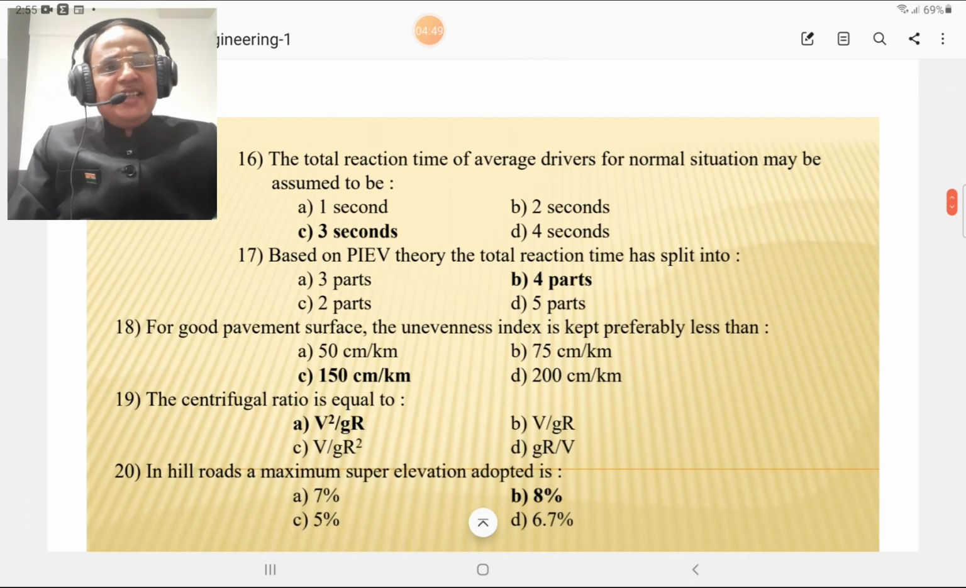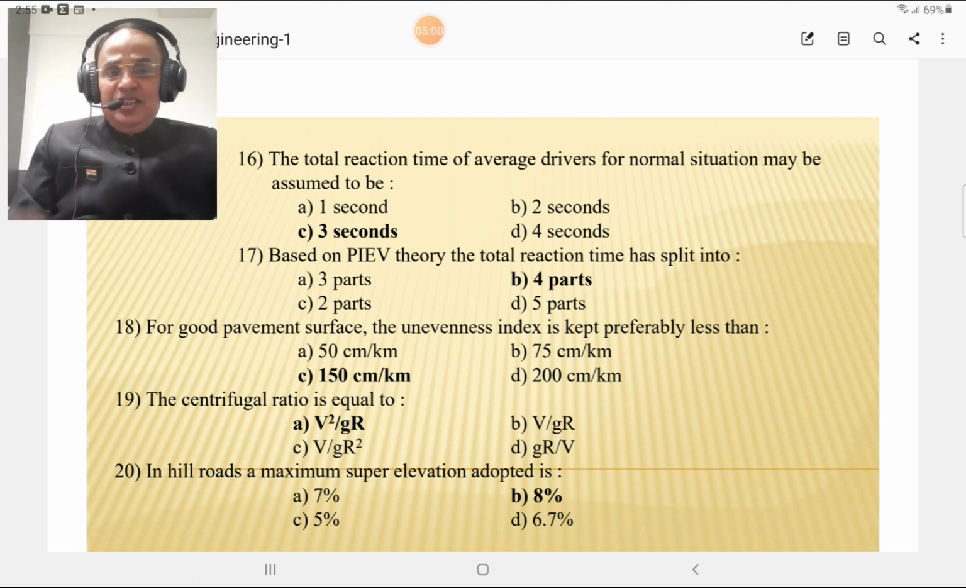Then total reaction time of average drivers for normal situation may be assumed to be 3 seconds. That is reaction time: when the driver sees some object and he takes his time to react, that time is reaction time, and that is generally 3 seconds. Based on PIEV theory, the total reaction time is split into 4 parts. The name itself indicates PIEV: perception, intellection, emotion, and volition. So these 4 parts are there. So the answer is 4 parts.